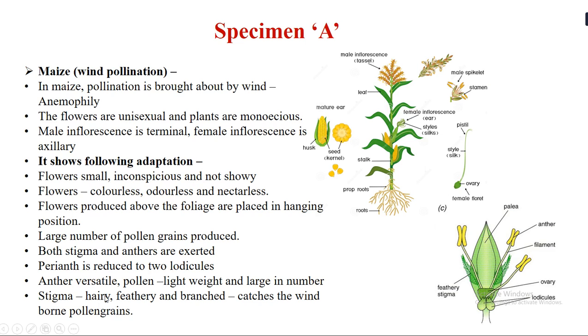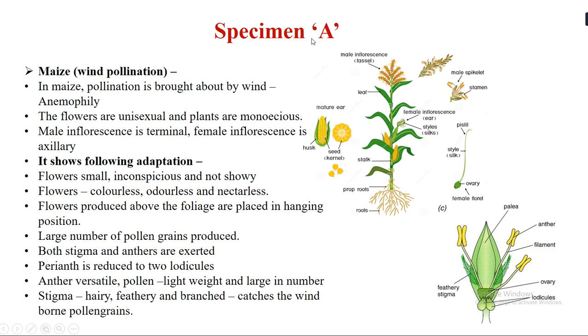The anther is versatile. Pollens that are dispersed are light in weight because it has to pollinate through wind. So it has to disperse through wind, and for that the pollen grains are light in weight and large in number. If we speak about the stigma, the stigma is hairy, feathery and branched so that it can easily catch the pollen grains that are dispersed in the wind. So this is wind pollination in maize.